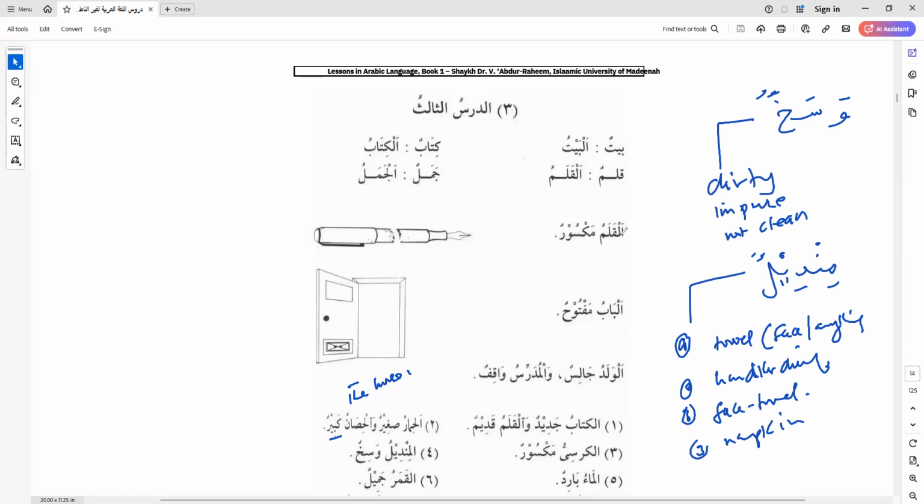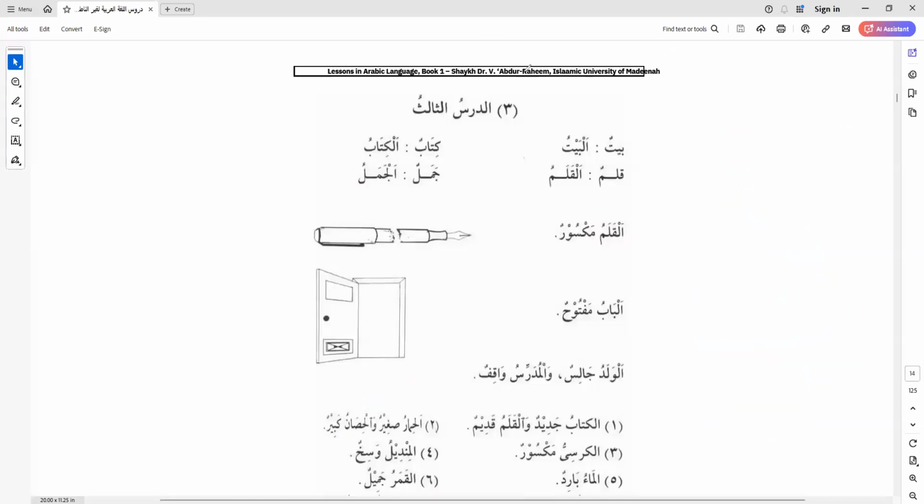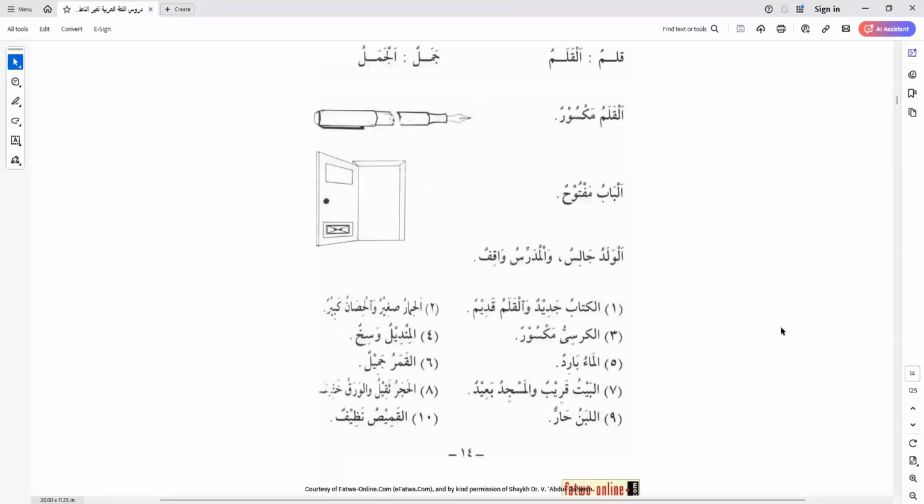Or you can say al-qalamu wasikhun. The pen is dirty. If something is dirty, we say it's wasikh. So what can you describe as dirty? Think about it. Let's read statement number 5. الماء بارد. The water is cold.